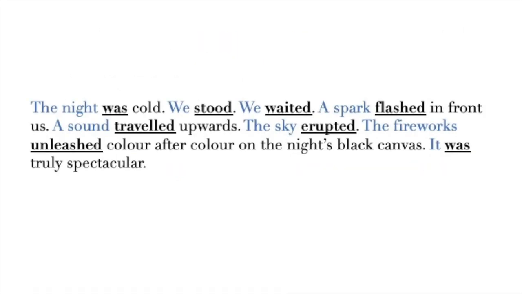The night, as you can see, we, a spark, a sound, the sky, the fireworks, they all start with the subject and they're all followed then by the main verb. So there's no variation to them. There's not a full range of sentences. So I'm not being able to move up in terms of my technical accuracy because I'm too repetitive and just keep using the same sentence structure all the time, although it's accurate.